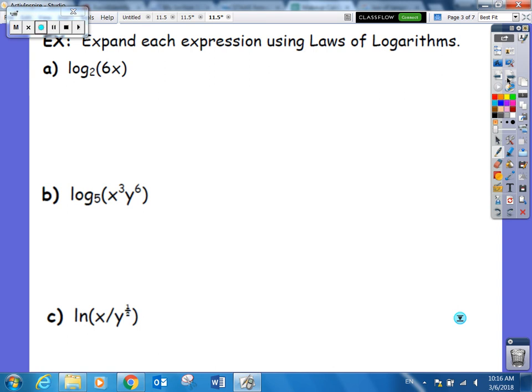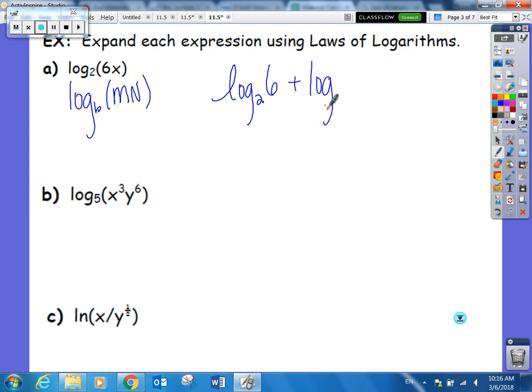So this one is log base b of mn, two things being multiplied. So this one becomes log base 2 of 6 plus log base 2 of x. Each argument is completely by itself, and so that is expanded. There's no exponents, there's no parentheses. It's completely expanded.